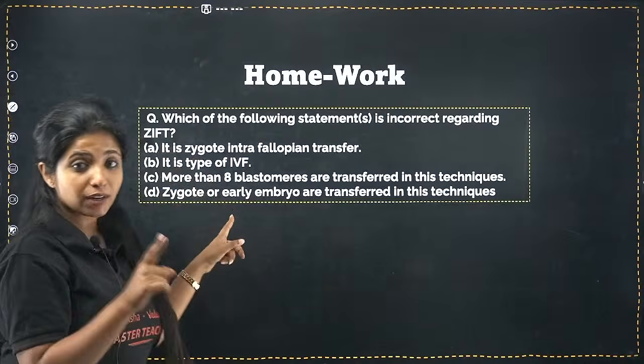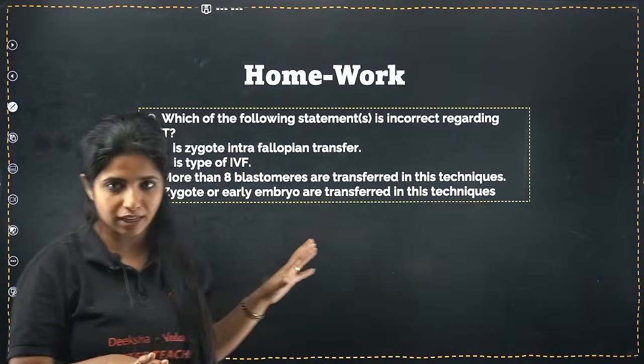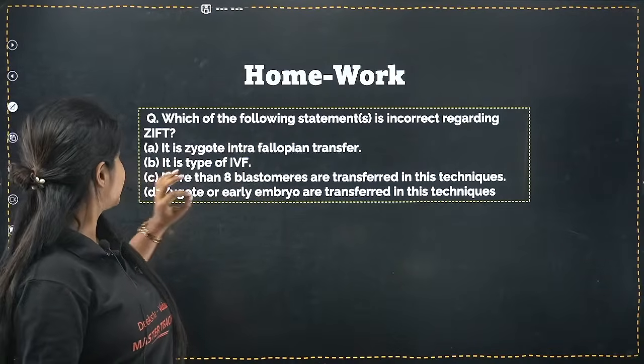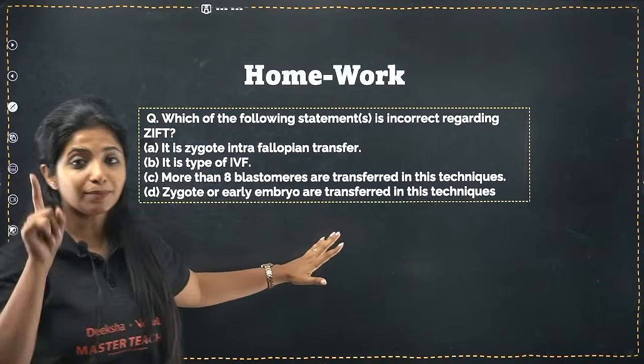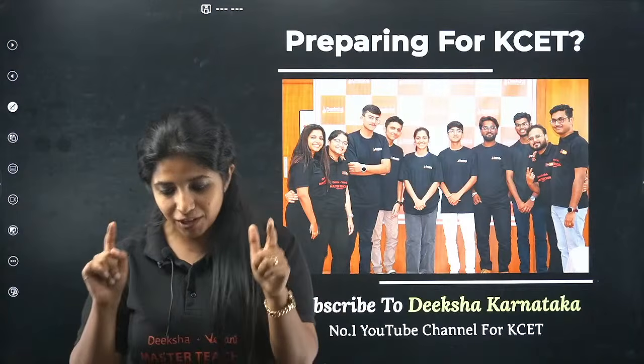And this is a homework question that I want you to solve and put in the comment section after this live. Do not give me the answer right now. Which of the following statements is incorrect regarding ZIFT? And you have the options over here. You have to do it afterwards. I'm not giving you the time to do it now. Put it down in the comment section.